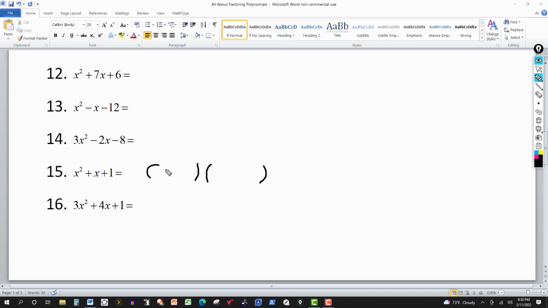So the only way this is going to factor is, okay, x squared has to be an x and an x. The third term is positive, so both signs have to be the same, whatever the middle term is. The middle term is plus, so this has to be a plus, and this has to be a plus. The only factors of 1 are 1 and 1 that we can use. If I multiply this out, x times x is x squared, 1 times 1 is 1. This is 1x, and this product right here is 1x. Add it up, and I get 2x.